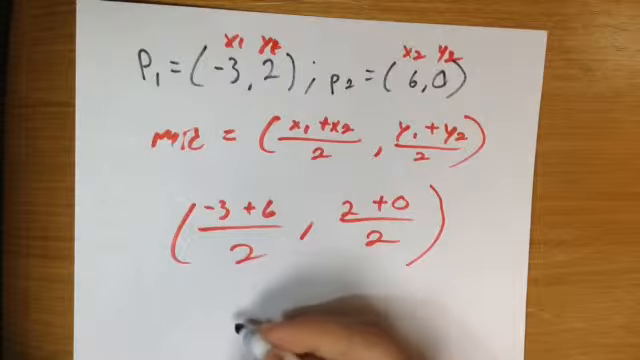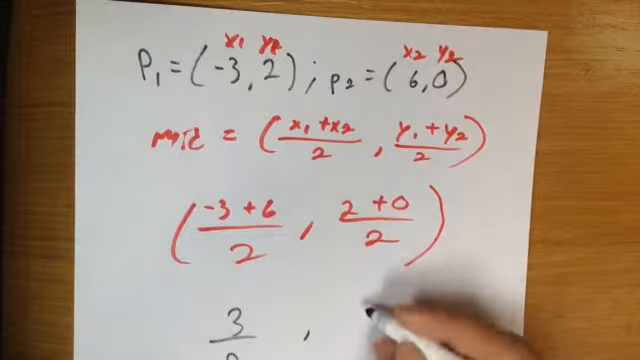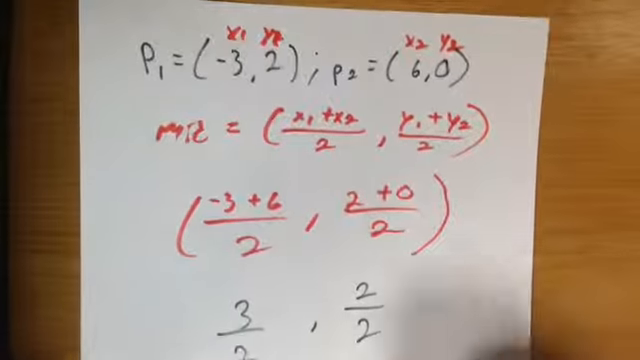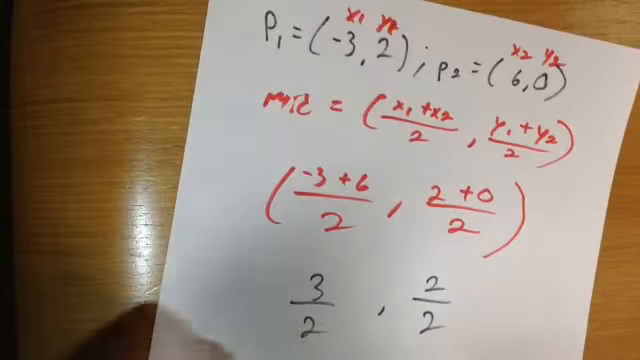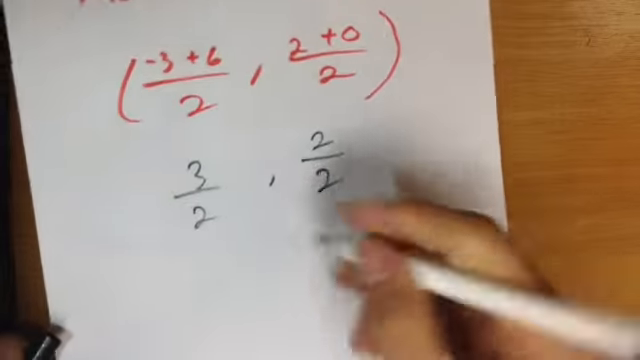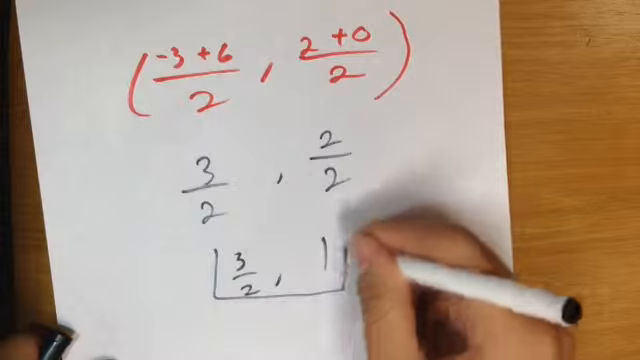So -3 plus 6 equals 3 over 2. You get 2 plus 2 over 2. 3 over 2, you can leave this as a fraction. And 2 over 2 is 1, so you can get that. There you go.